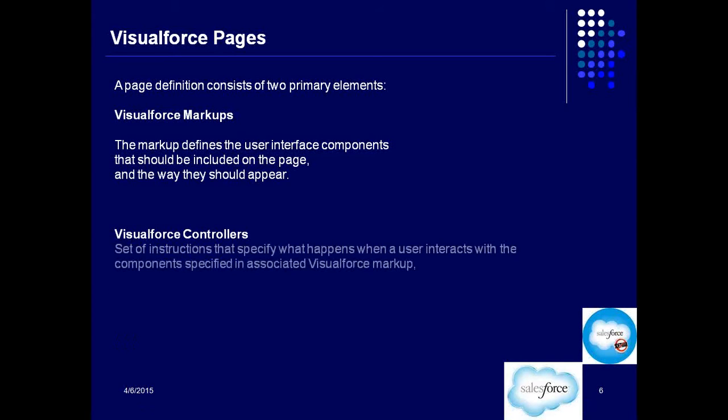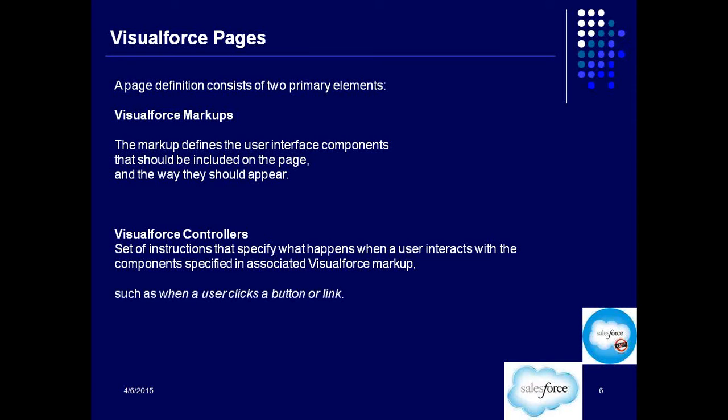A controller is basically a set of instructions that specify what happens when a user interacts with the page. When the page gets loaded, when you click on a certain button, when you come out of the page, what happens? Those instructions are called controllers. Controllers are not visible things. These are all controlling logics or controlling sets of instructions.